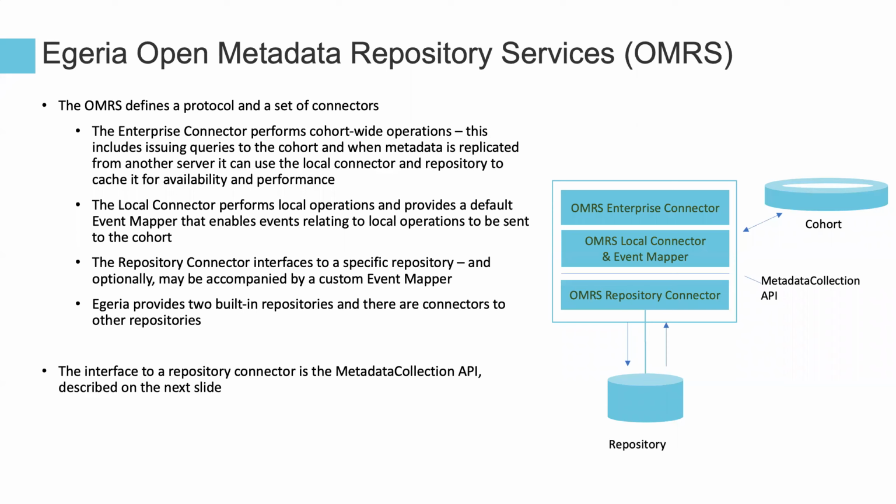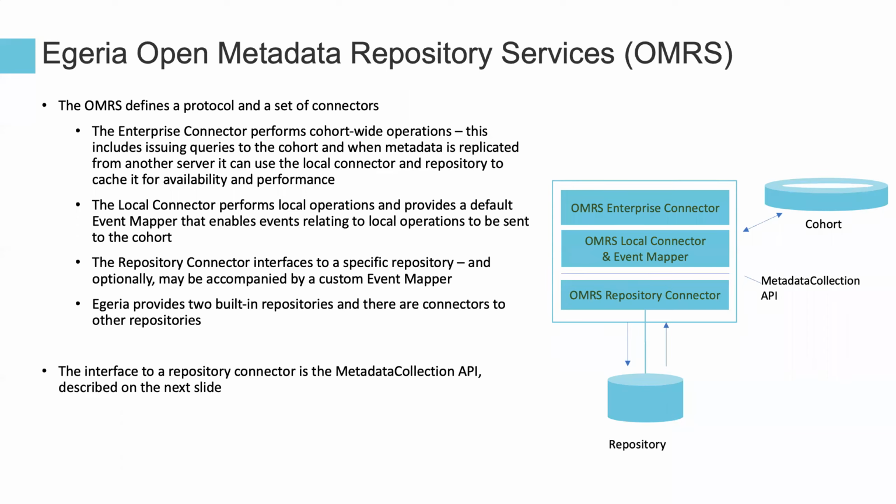We then also have a local connector and event mapper, which is able to perform operations locally and also to manage events, propagating events that we see from elsewhere. And then below the line on the right, we have what's called an OMRS repository connector. That is Egeria's method of interfacing to a specific repository.